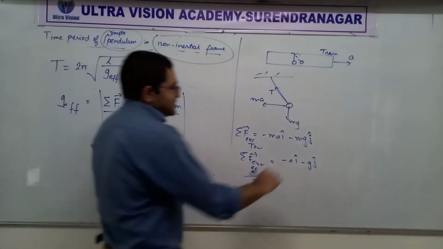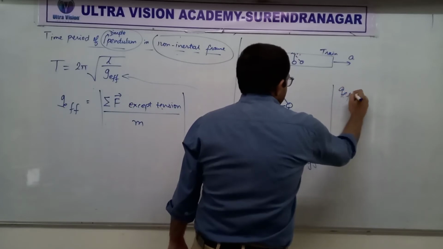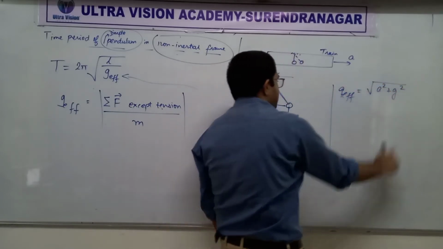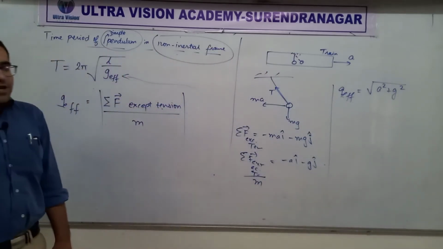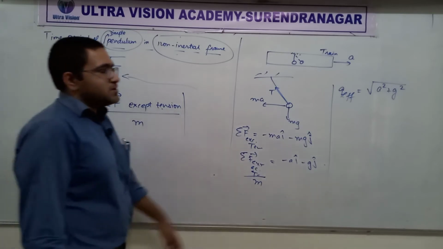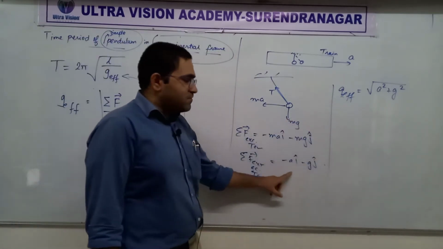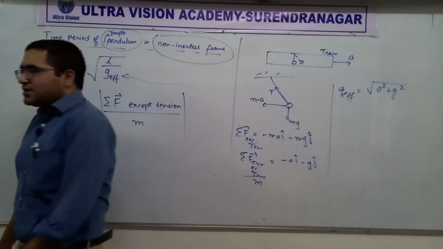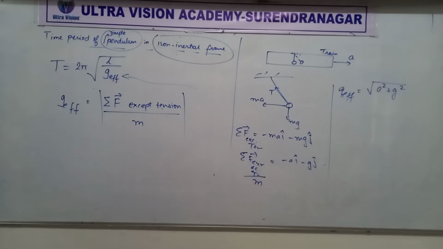Do you realize that in this case g effective becomes under root a square plus g square? Taking the magnitude of this vector. Hopefully you all remember how to find magnitude, right? So that way we got that term.